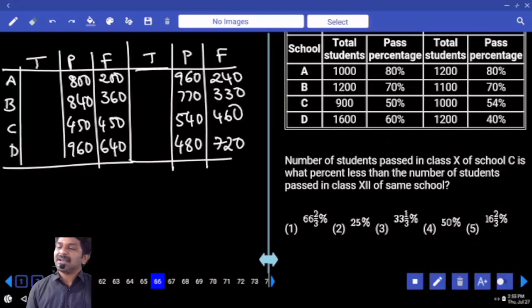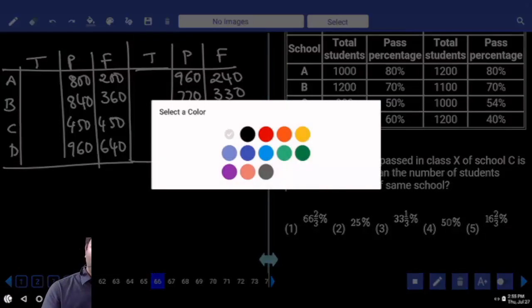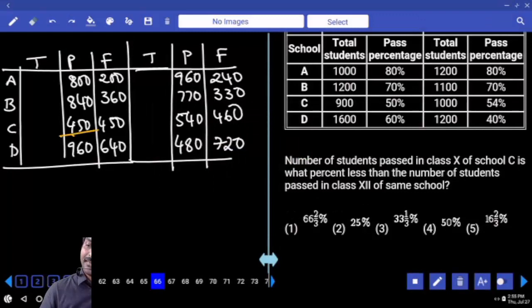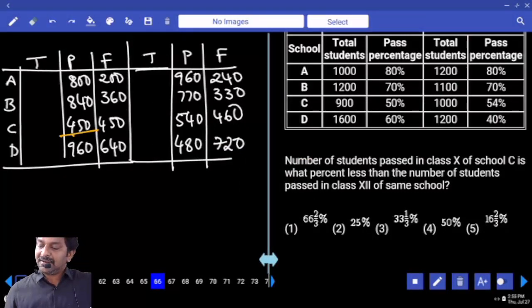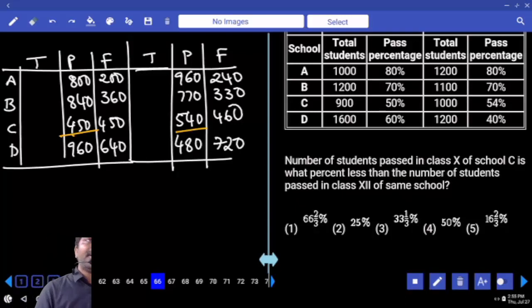Number of students passed in 10th of school C. 10th class school C passed candidates, how many? 450. Is what percent less than the number of students passed in 12th in the same school? 540. Now wait a minute. 0 0 cancel. I am going for ratio. Okay, now 0 0 cancel.